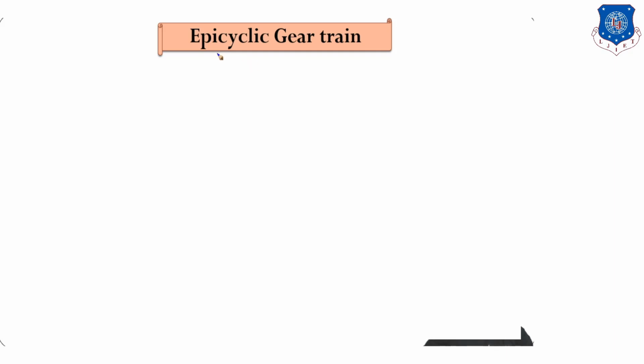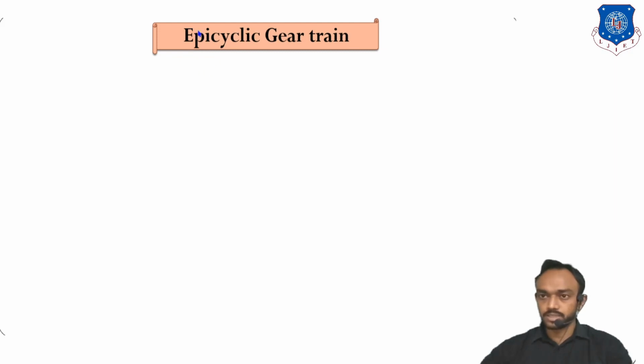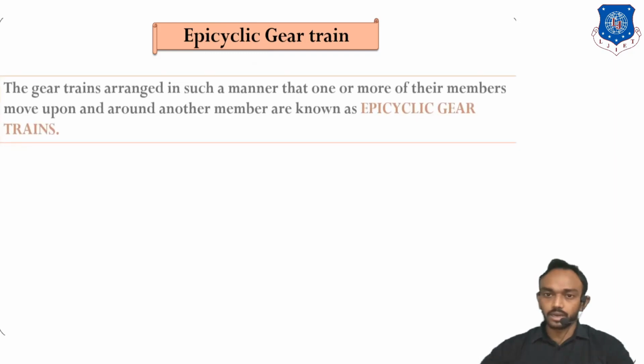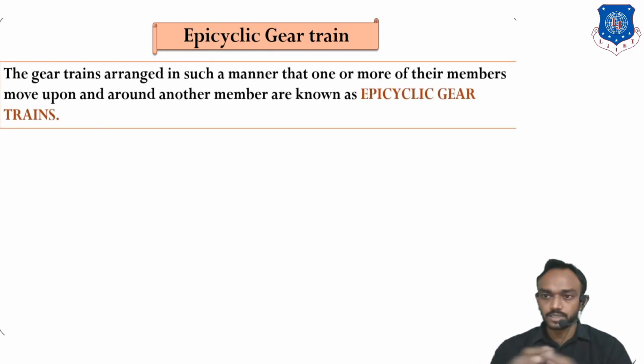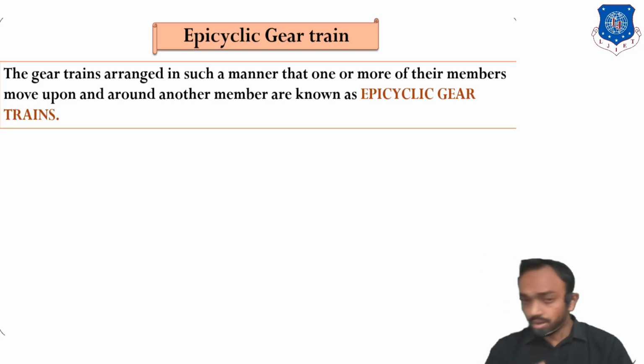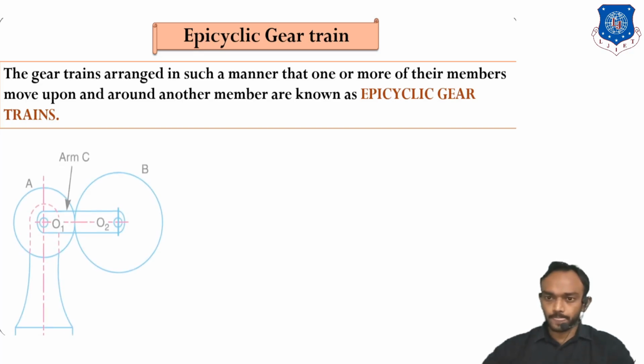So first of all, what is the name of this gear train? It is epicyclic. You can see from the name, epi means upon, and cyclic means around. It means when one gear is rotating around any other gear, it is known as an epicyclic gear, arranged in such a manner that one or more of their members move upon and around another member. It is known as an epicyclic gear train. Okay, let's see the figure.